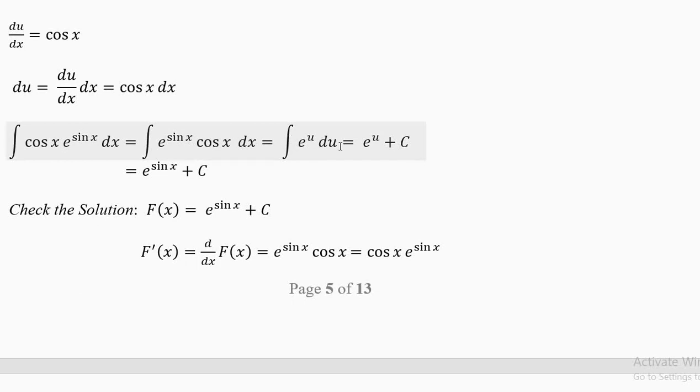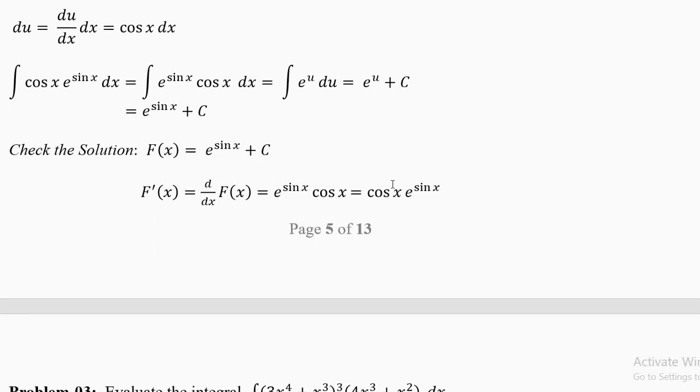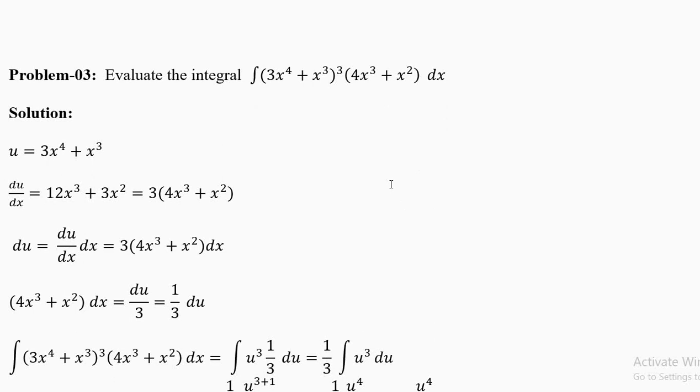So integration of e power u is e power u plus c, and u is sin x. Again you write down your capital F, e power sin x plus c. When you differentiate, you will get e power sin x into cos x. Now this cos x you can write on the right or on the left. And the derivative of c is 0. I am not going to write 0 again and again in every page.